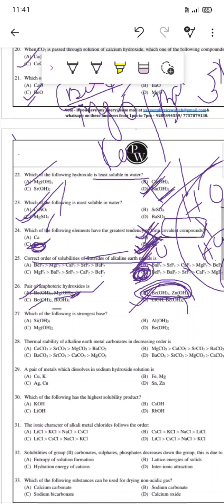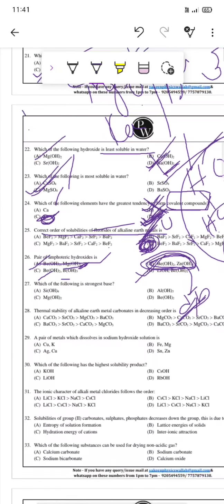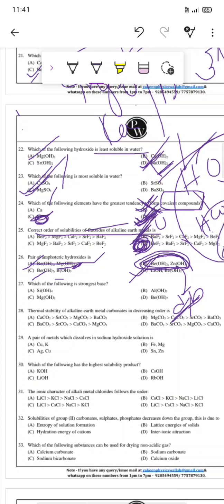This is from D block. Zinc. Okay, it is. Note: zinc hydroxide is amphoteric.